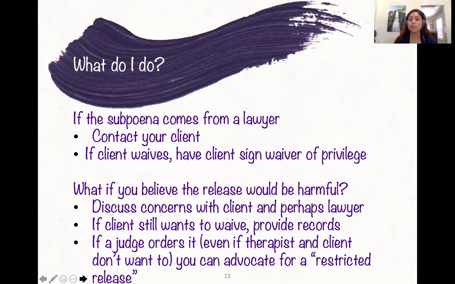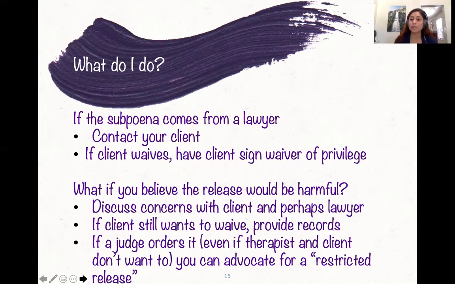Okay, so if you receive a subpoena from an attorney, the first thing you want to do is contact the client. It could be that it's the client's attorney and they want you to hand over the records, in which case the client has waived their privilege and you can go ahead and hand them over. But if it's not, you want to find out what the client wants you to do. Okay, so you would contact your client first, find out what they think about it.